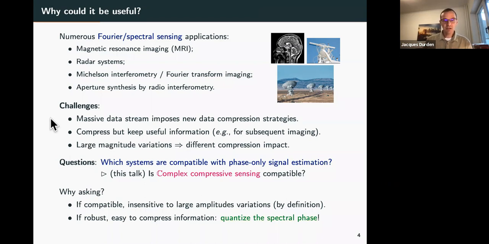So in this talk, I will only focus on the context of complex compressive sensing, and in particular, in the very restricted case of Gaussian sensing matrices, even if I have some numerical results later, which I will show for partial Fourier transform, as a way to enter into this model and to see if we can characterize everything theoretically or not. And as I mentioned, the interest of that is that later possibly you can quantize the spectral phase.